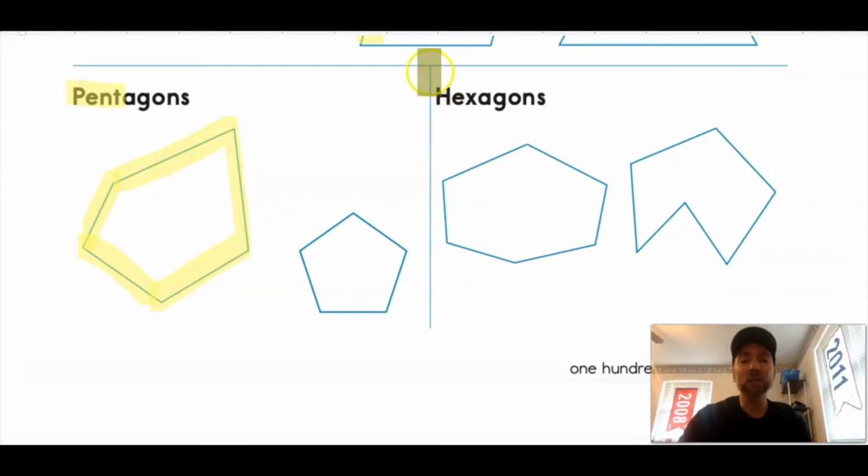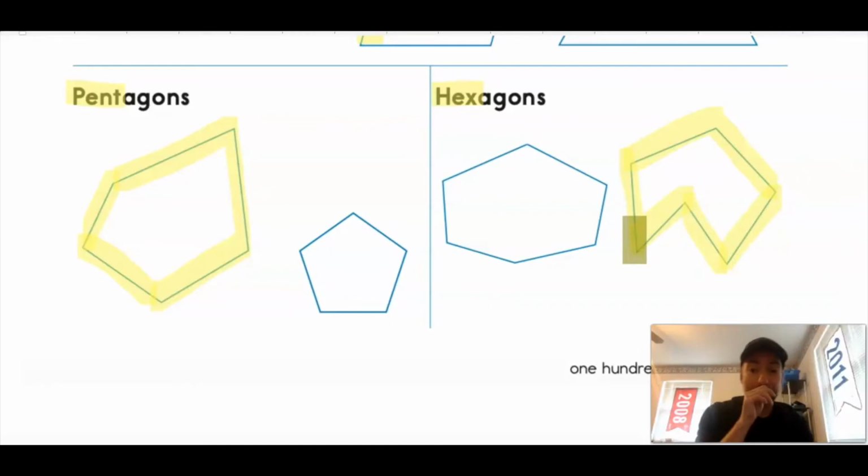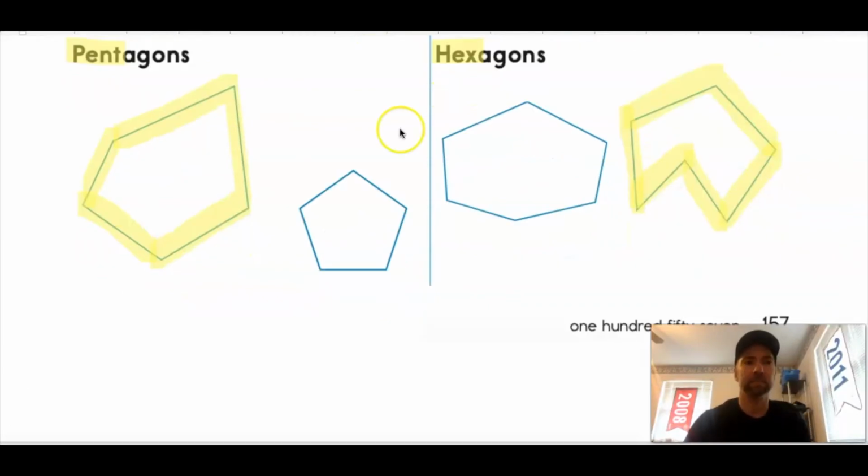And then our last shape is a hexagon. And a hexagon has a certain number of sides. How many sides do you see on the hexagons? Let's count. 1, 2, 3, 4, 5, 6. A hexagon has 6 sides.